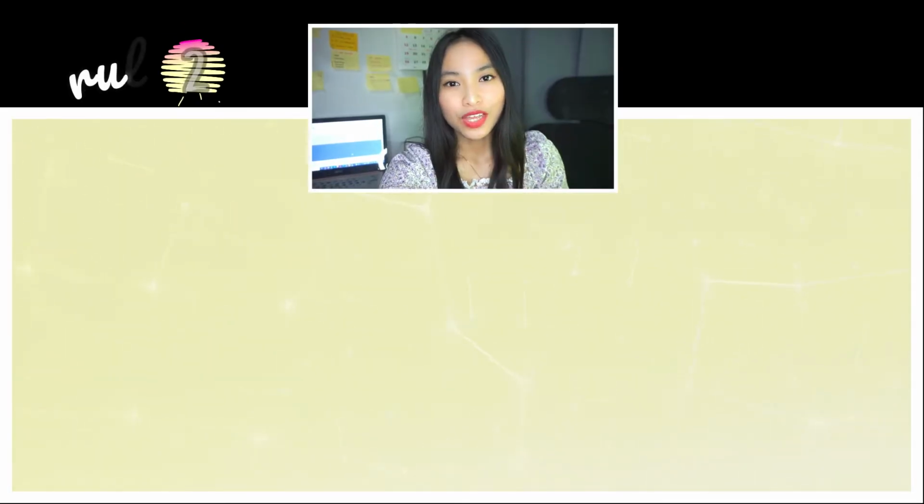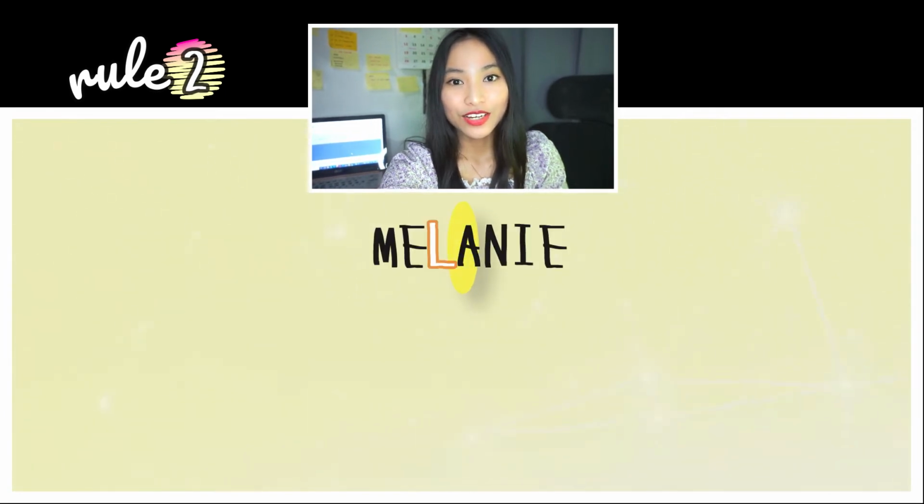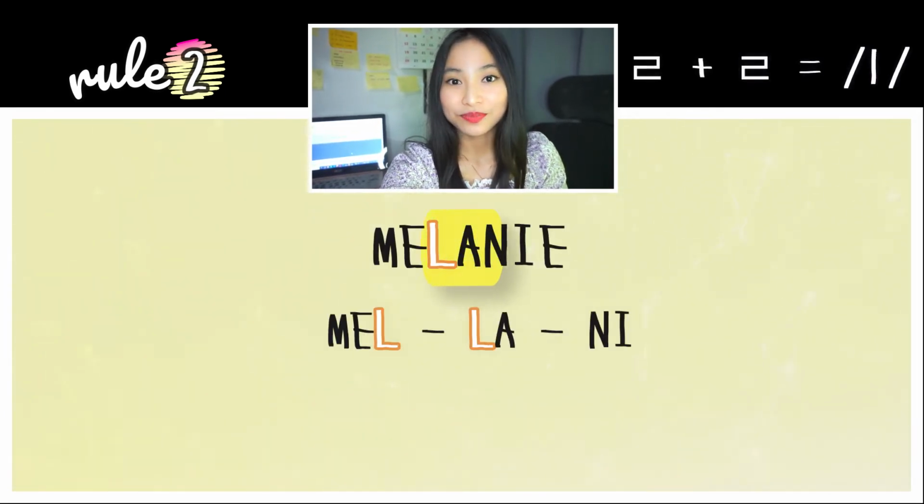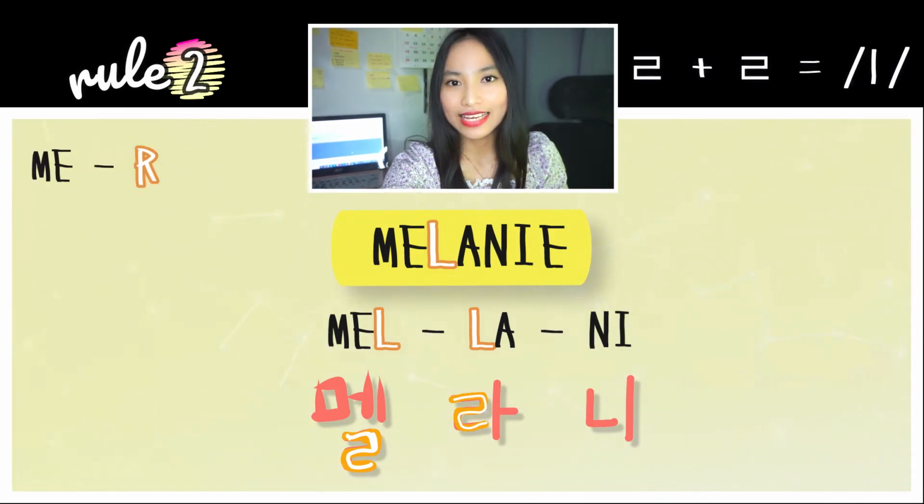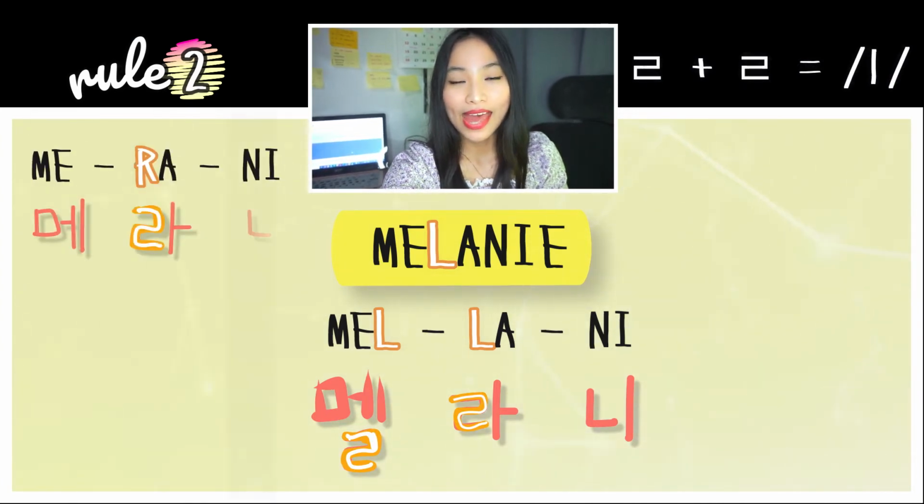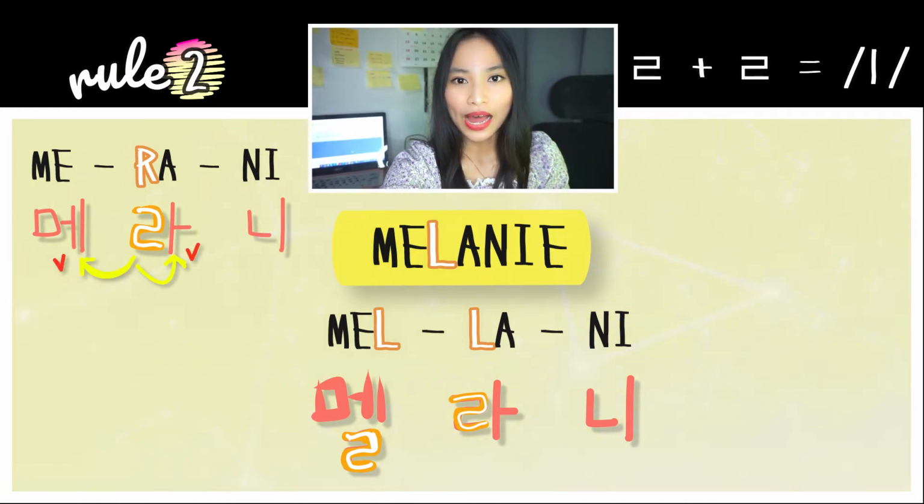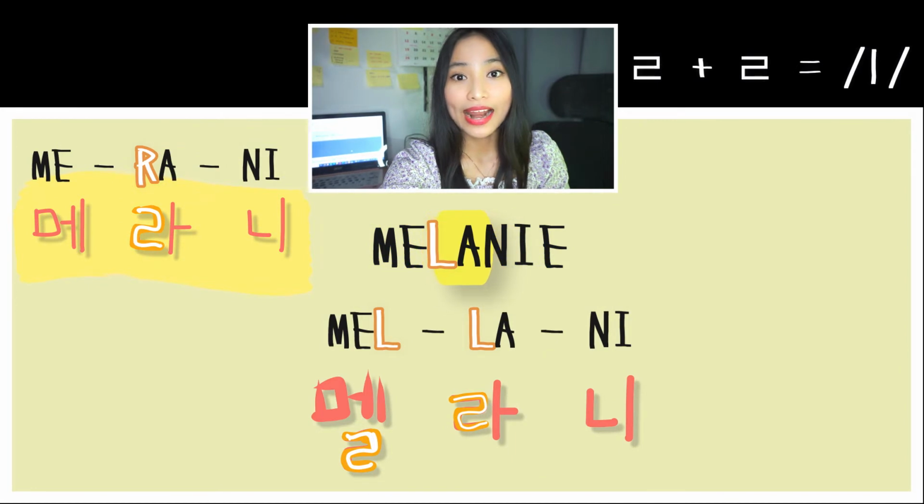Rule number 2. If you want to produce the L sound, just like in Melanie, you have to double the real. So this will be written as Melani. If you write this like this, it will become Merani, because as said earlier, a real that is sandwiched by vowels will be pronounced as an R. So this is Merani, and this is Melani.